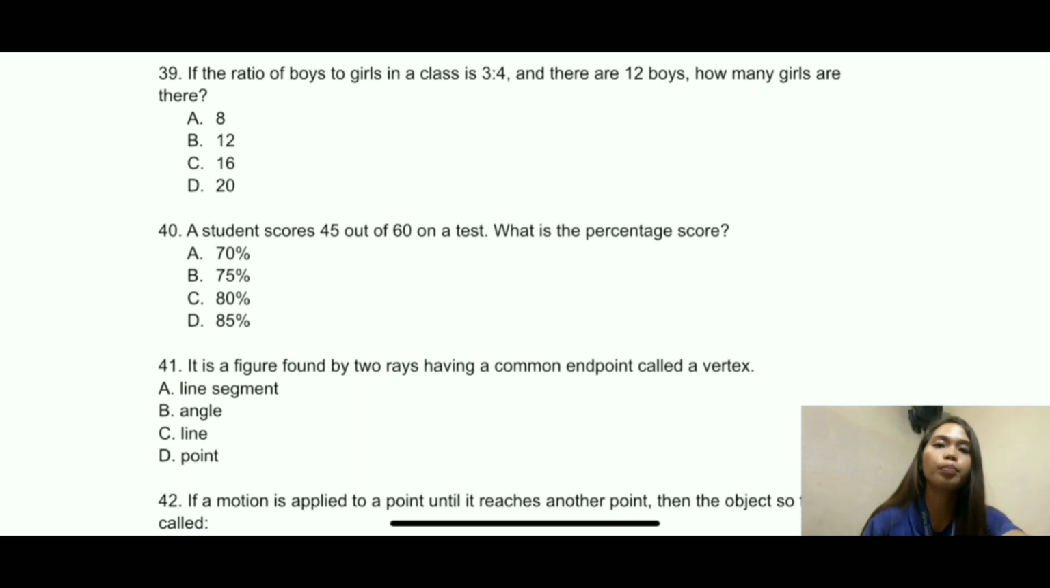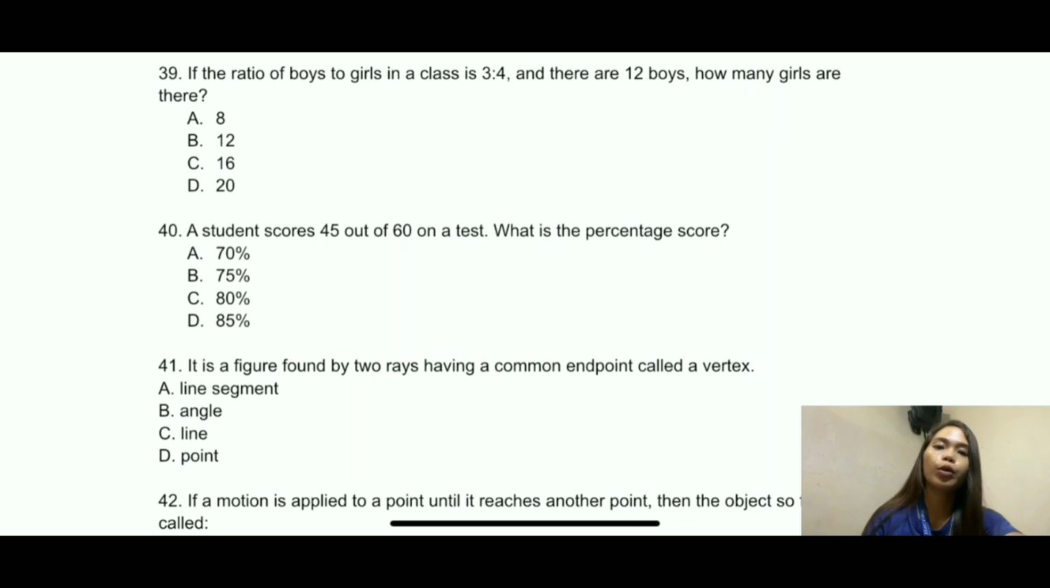And why are the other options not correct? For option A, 70%, this would imply scoring 42 out of 60, not 45. For option C, 80%, this would imply scoring 48 out of 60, which is too high. And for option D, 85%, this would imply scoring 51 out of 60, which is incorrect. So the correct answer for number 40 is letter B, 75%.